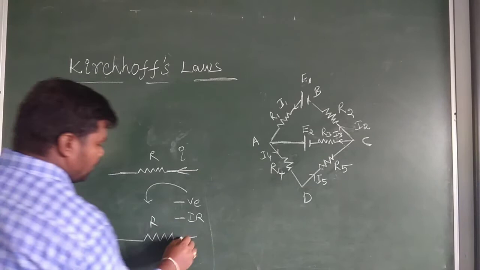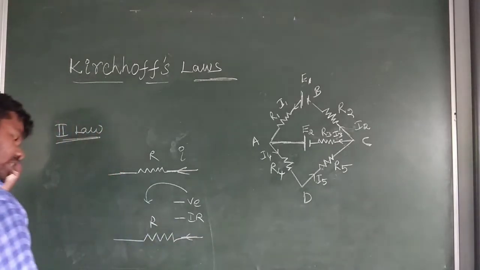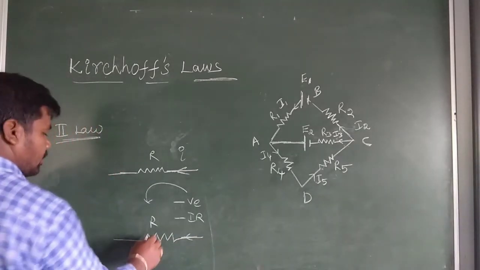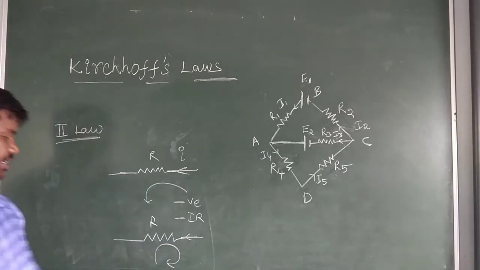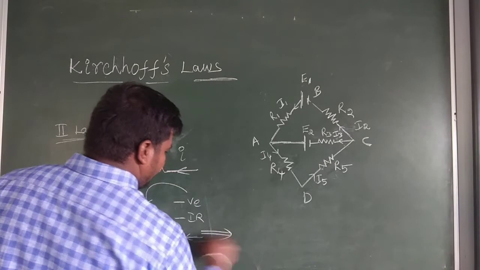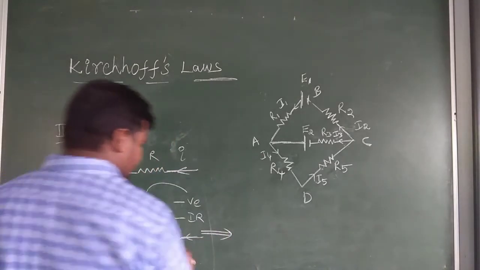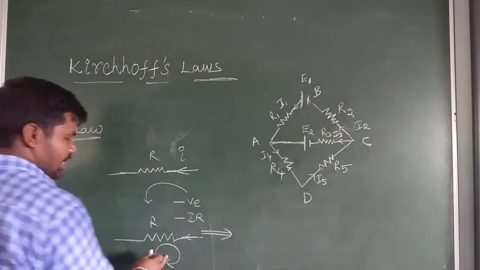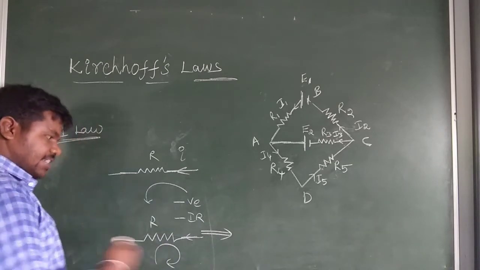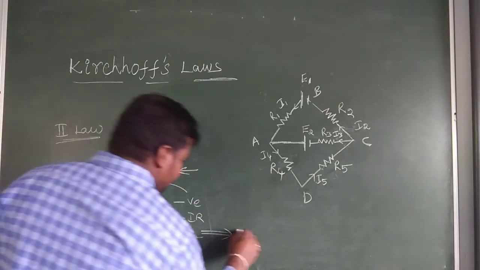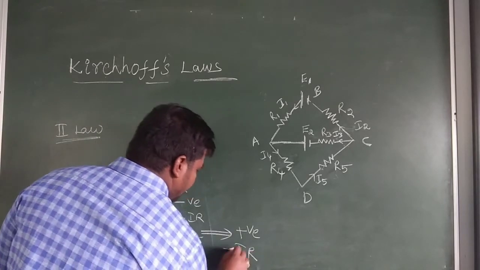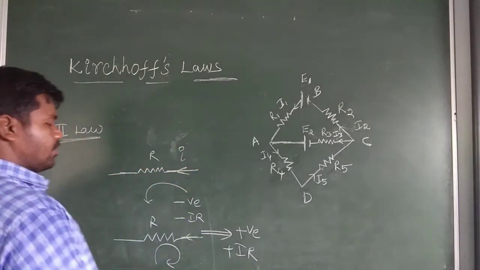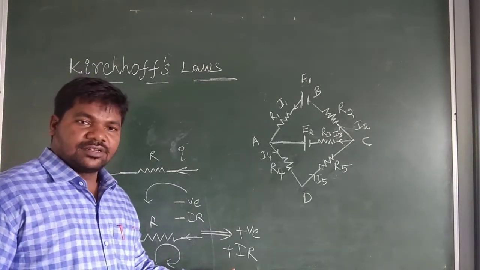resistor, or current flow is from left to rightwards. So now the assumed direction is clockwise direction. Okay, both are opposite. Our assumed direction and current direction are both opposite. Here we get the positive value, means plus IR.